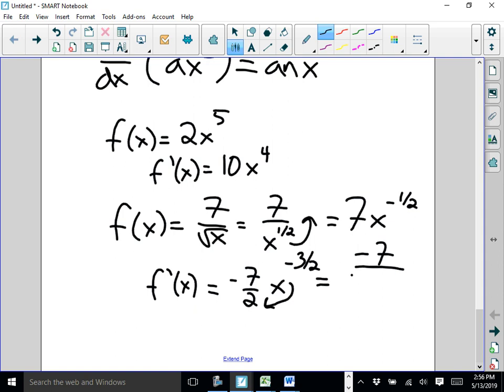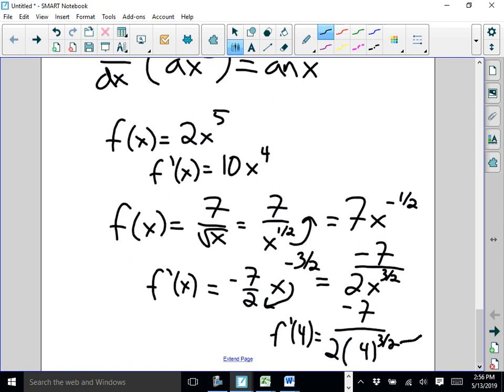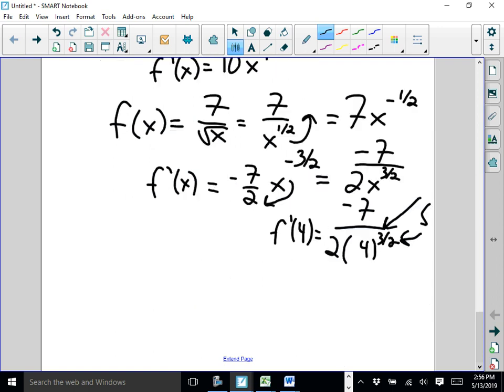So now if we need to plug in a number, like let's say we needed f prime of 4, well, I know that's going to be negative 7 over 2 times 4 to the 3 halves. Well, how do I evaluate this without a calculator? Well, that tells me the type of root, so I'm going to do a square root of 4 is 2, and then I'm going to cube it, and I'm going to get 8. So 4 to the 3 halves is 8. 8 times 2 is 16, and I'm going to get negative 7 over 16 is my final answer.